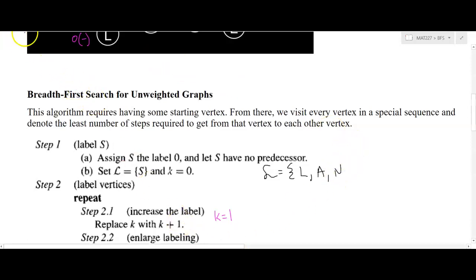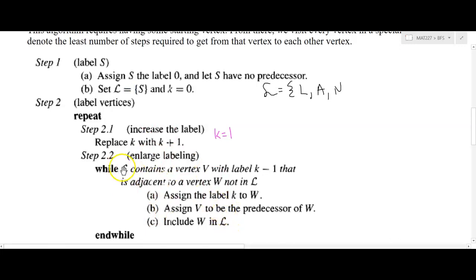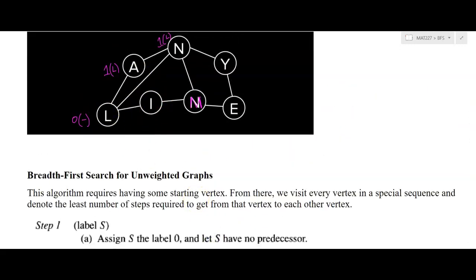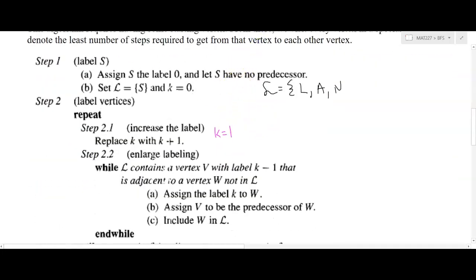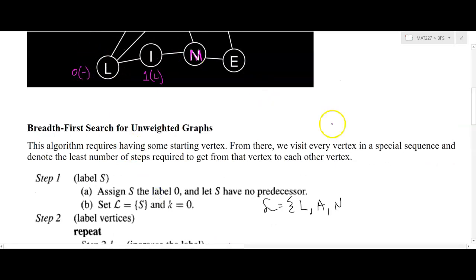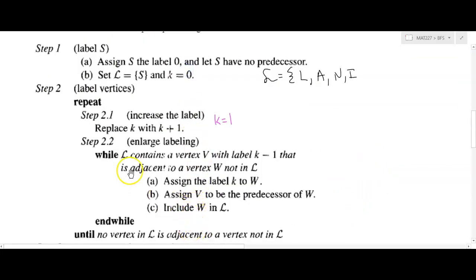Now we have to keep going. We have to repeat this process while L contains a vertex that is adjacent but is not yet in our list. So these are basically any unlabeled vertices, which includes I. I has a distance of 1. The current value is still k, and the shortest distance there is directly from L. So now that we've completed that process, we need to add I to our list. So I is now part of our list, and we've completed this while loop, so we now end the while.